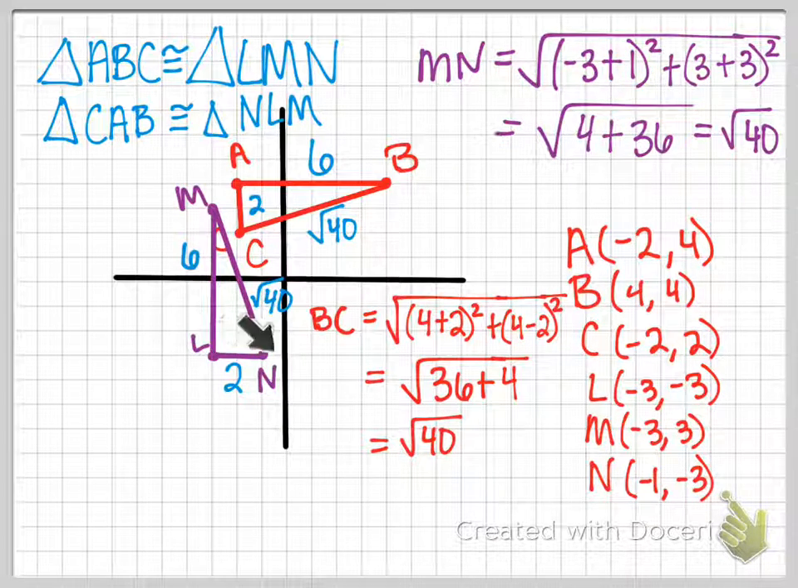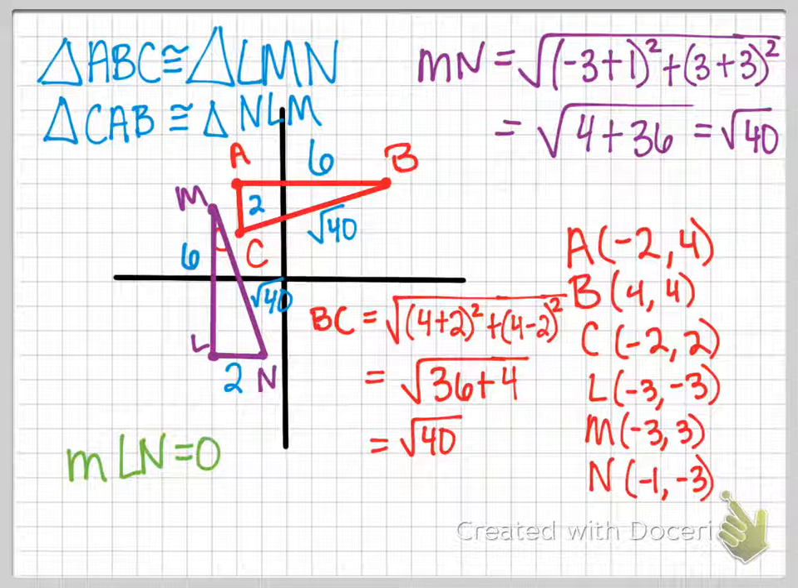What is the slope of any horizontal line? 0. So our slope for LN is 0. It's not great notation, but we're going to go with it. What about our slope for ML? Slope of any vertical line? Undefined.